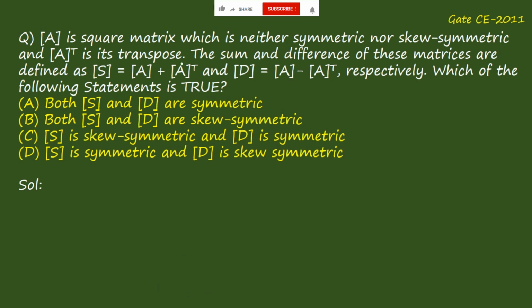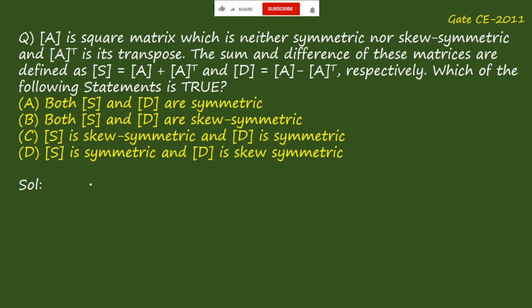The question is: a square matrix A which is neither symmetric nor skew symmetric, A power T is the A transpose. The sum and difference of these matrices are defined as S is equal to A plus A transpose and D is equal to A minus A transpose, respectively. Which of the following statements is true? They're saying: both S and D are symmetric; S and D are skew symmetric; S is skew symmetric and D is symmetric; and S is symmetric and D is skew symmetric.